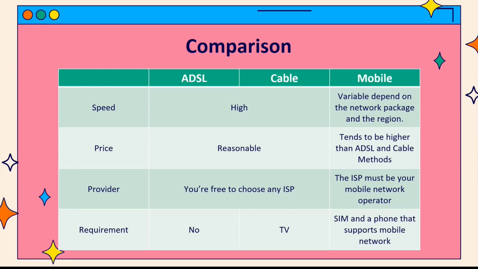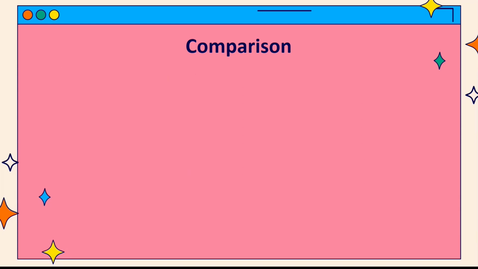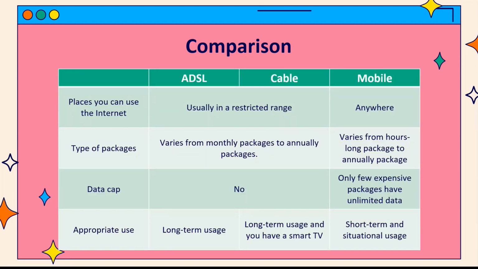But if you register to use the internet by 3G or 4G, the internet service providers must be your mobile network operator. In addition, while the ADSL method requires nothing, the cable method requires a TV and the mobile method requires a SIM and a phone that supports the mobile network. Similarly, people can use the ADSL and cable methods to register to use the internet, usually in a restricted range. In contrast, mobile internet can be used anywhere, which is much more comfortable for people.